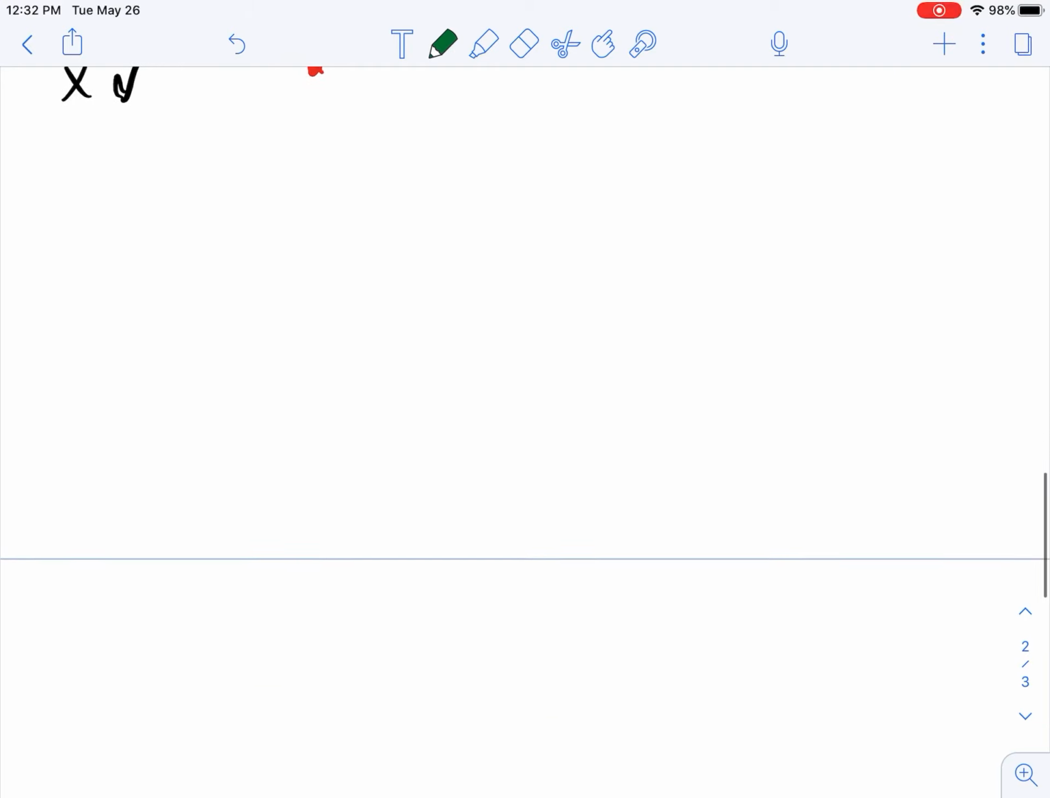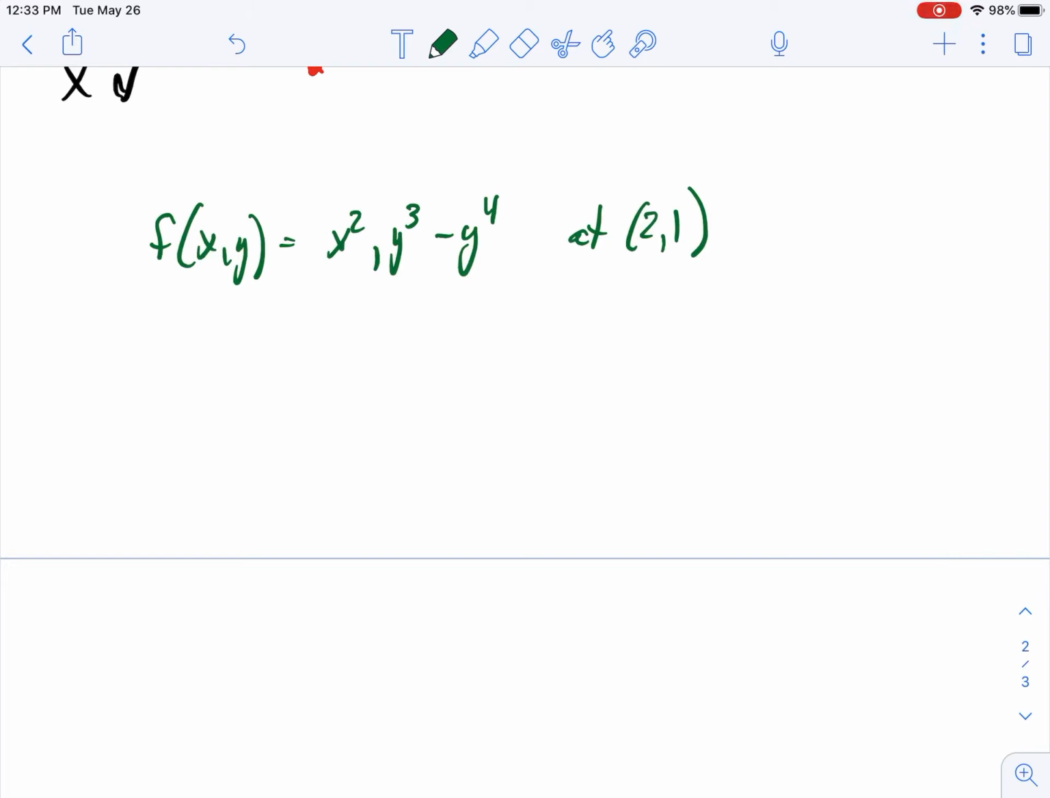So let's look at an example here. Okay. So if I have, let's say, f of x comma y equal to x squared y cubed minus y to the fourth, and we're going to find this at, let's say, 2, 1. Okay, so let's go ahead and find the del f. So del f of x, y, basically doing the derivative by partial derivatives. Okay, and remember it becomes a vector then.